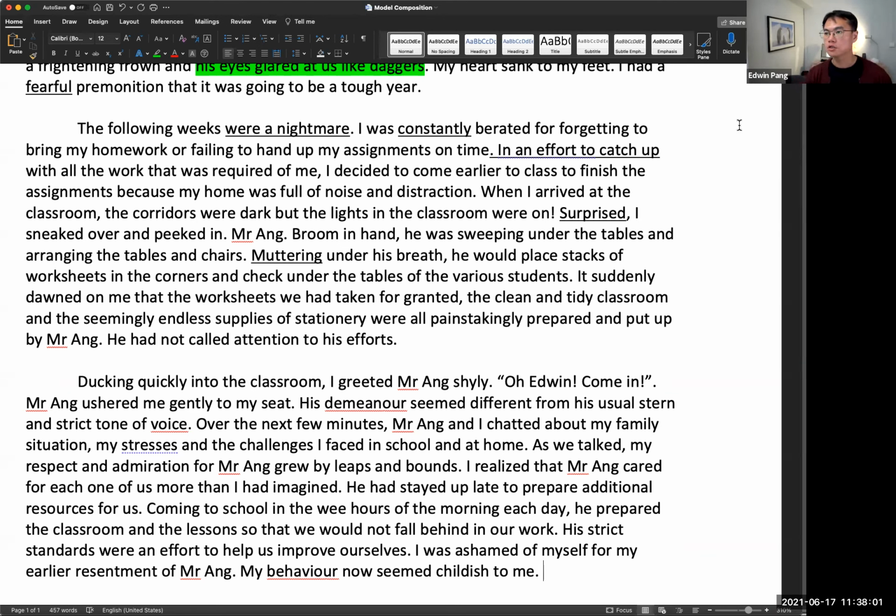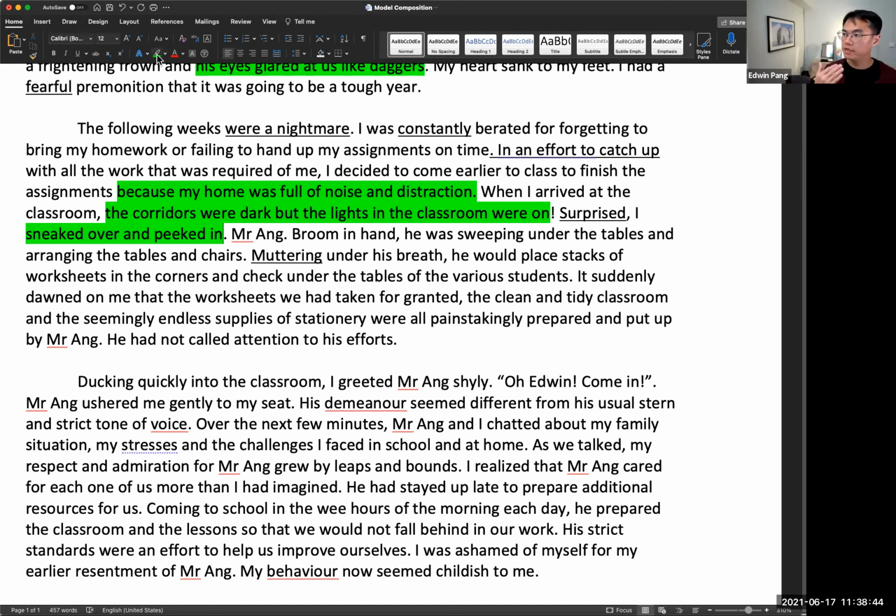Okay, so very quickly, show not tell. Okay, so this one, show not tell. Corridors were dark, but the lights in the classroom were on. This also show not tell, because I'm saying that it's very early in the morning. I'm not telling you it's early in the morning, but I'm telling you that the corridors are dark so that you can infer that even the corridor lights have not been turned on yet. Then over here, sneaked over and peeked in. This is again show not tell. So I'm being very stealthy because I'm not really certain what's going on. I'm uncertain, so I'm kind of just going over to have a look.